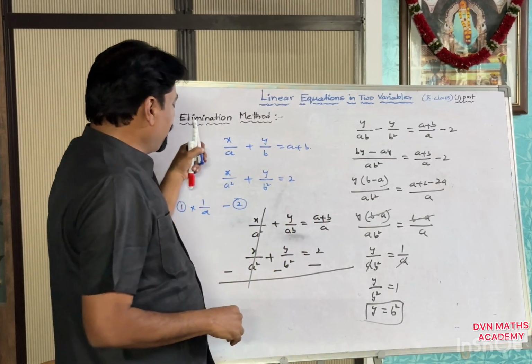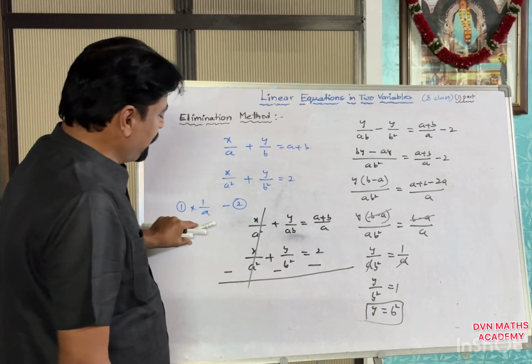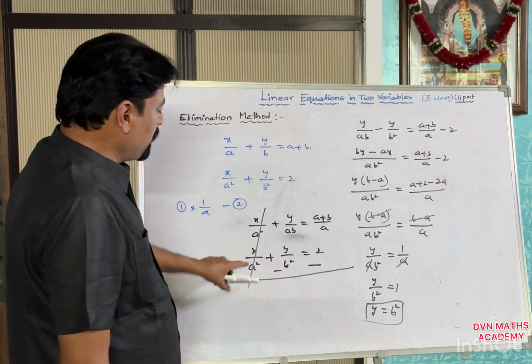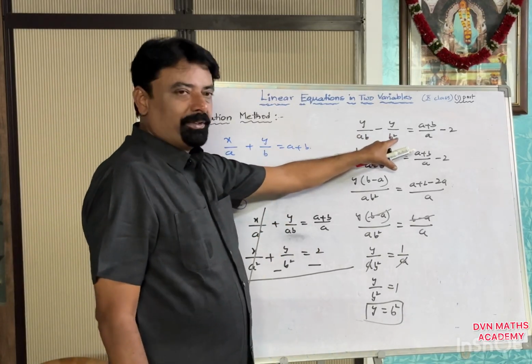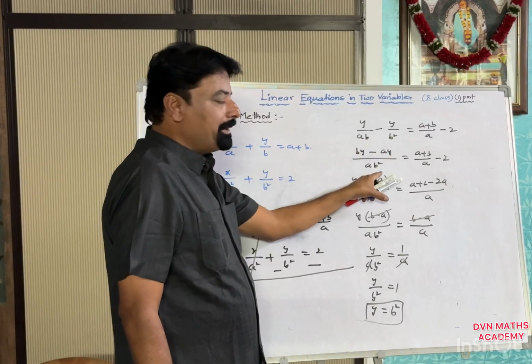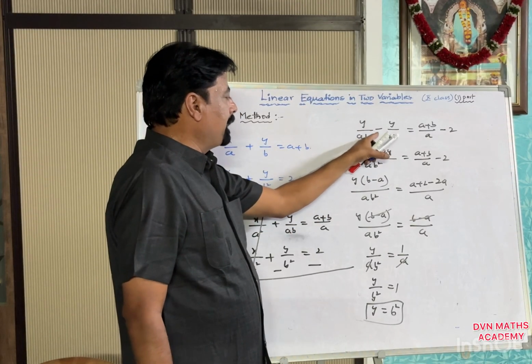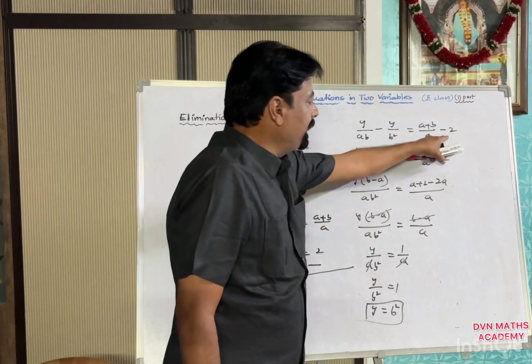So what I did here, I made the first two terms equal by multiplying the first equation by a square. Afterwards, these two terms cancel. While subtracting this, you require the concept of LCM, how to find the LCM of these two terms. These two terms' LCM is ab square, and afterwards you subtract these two terms and make y common. And here also I did the LCM.